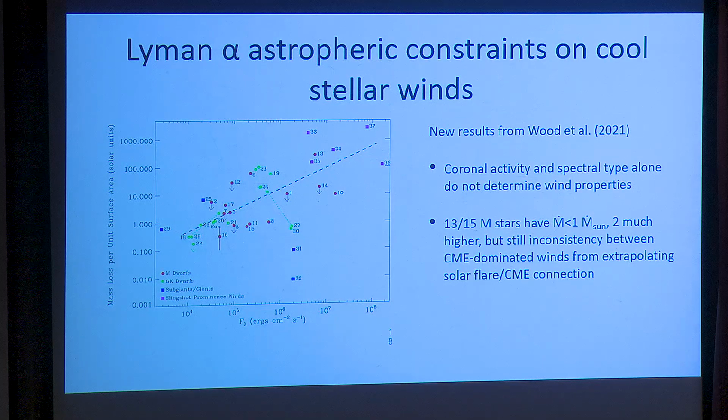These are some newer results from Brian Wood showing his mass loss per unit surface area as a function of surface X-ray flux for different types of stars: M dwarfs, GK dwarfs, subgiants. The slingshot prominence winds come from a different reference, so I'm not going to talk about that. His main takeaway point here is that coronal activity and spectral type alone do not determine wind properties. And we have a number of stars that have very low measures of mass loss rate, lower than what you infer from the sun.